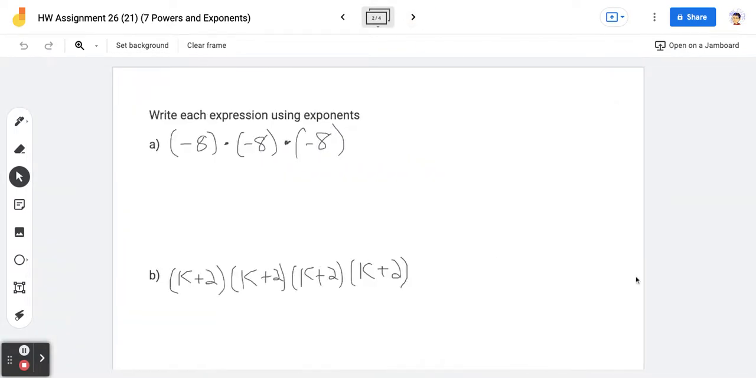So let's go right into some examples. We're going to write each expression using exponents. First one: negative 8 times negative 8 times negative 8. So it's negative 8 being multiplied by itself 3 times. Another way we could write it is negative 8 to the third power.